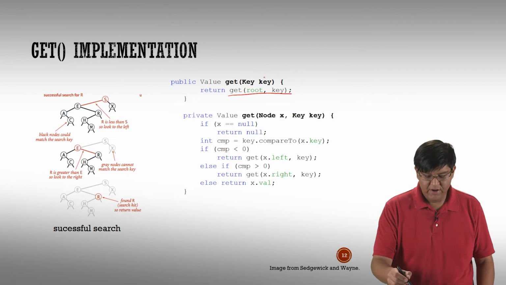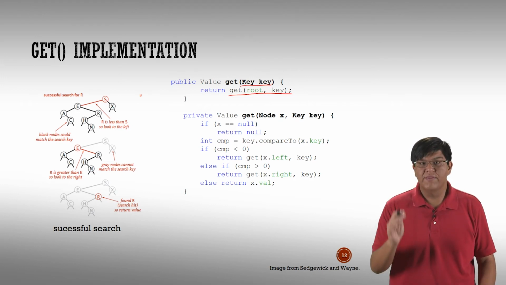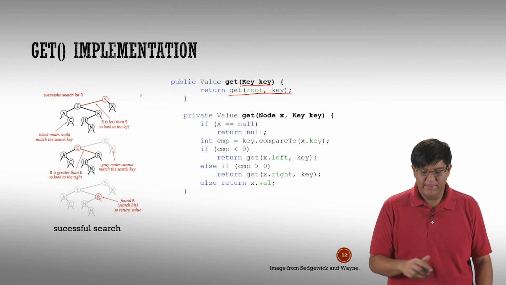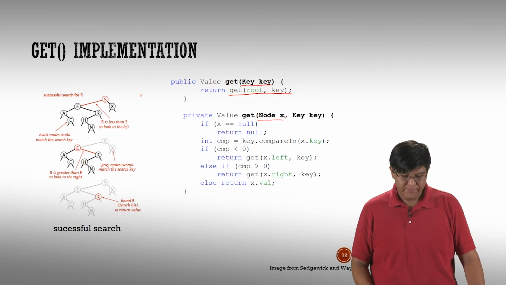The first one is this one over here, which just takes in the key. What is it you're looking for? The other one takes in not just the key we're looking for, but the root of the tree we're looking for it inside of. That's what X is. X is the root of a tree that you're looking for this particular key in.